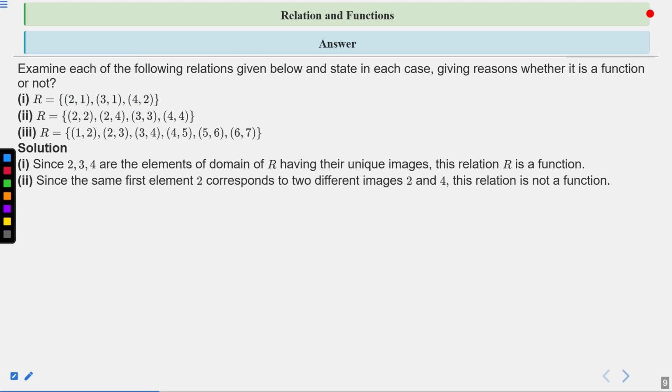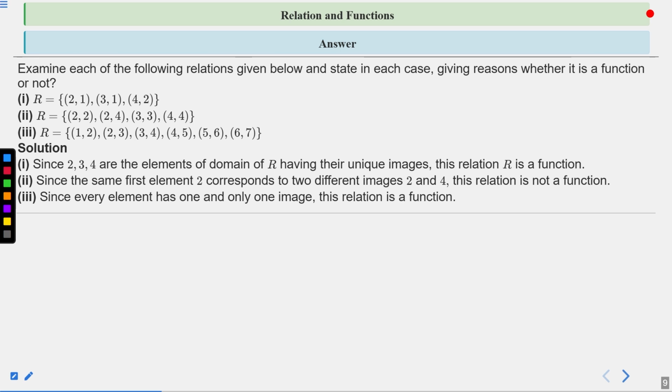For the second, if you observe, these two pairs are distinct indeed. Why are they distinct? Because the second element is not the same as this second element. So we consider such pairs as distinct pairs. But here we see that the first element from both the pairs is the same. So it contradicts, or does not satisfy, the condition. So it is not a function.